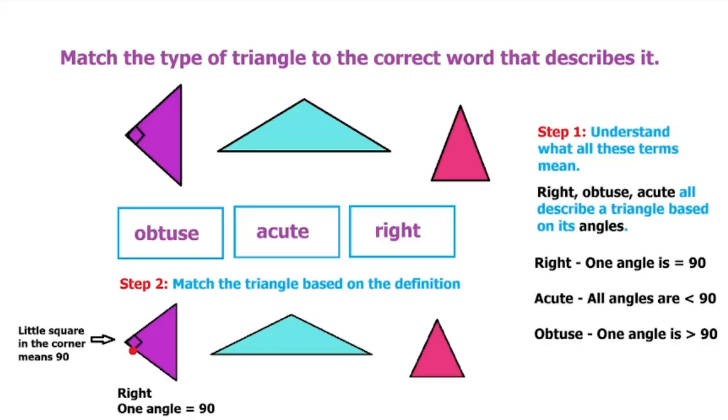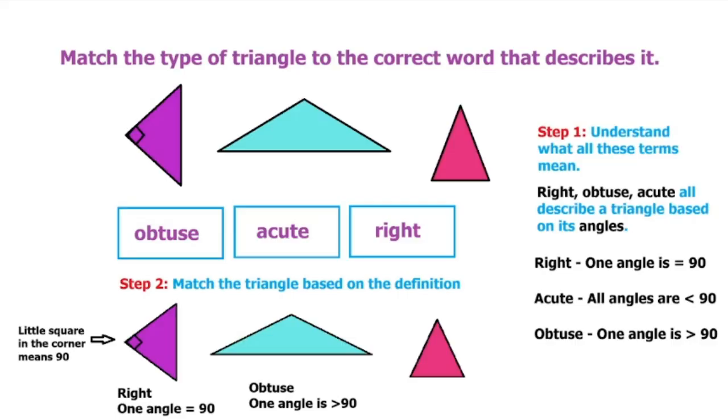Now, let's go through the next couple. This is an obtuse. One angle is greater than 90 degrees. This angle is definitely greater than this, right? So we know this is an obtuse triangle.